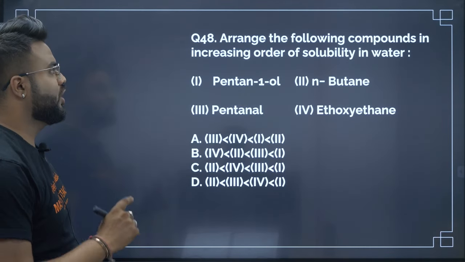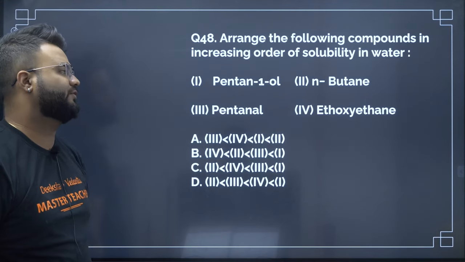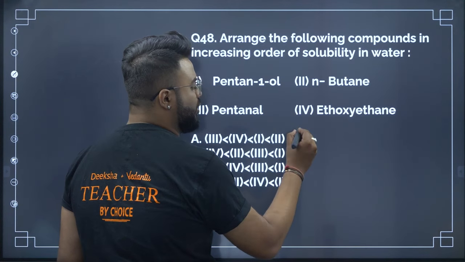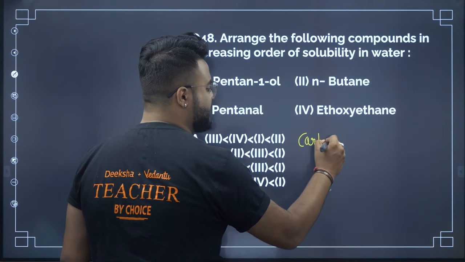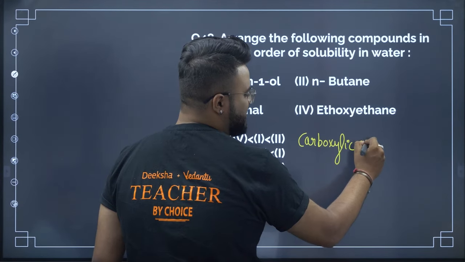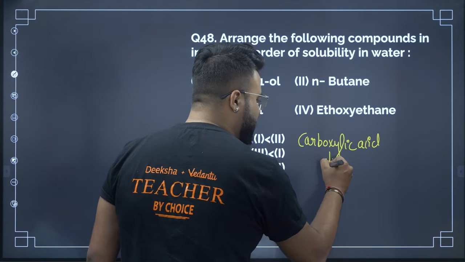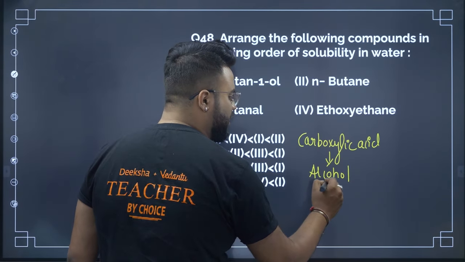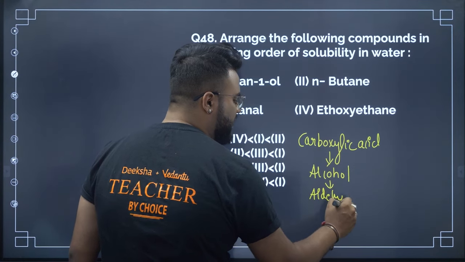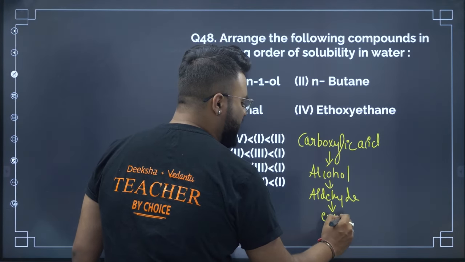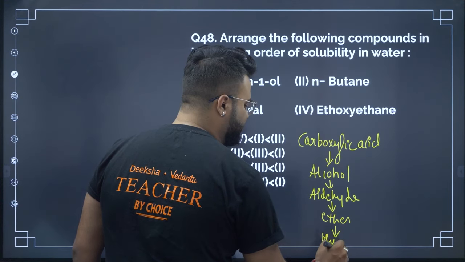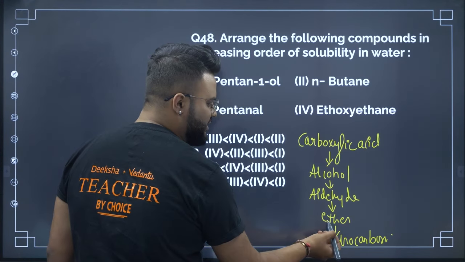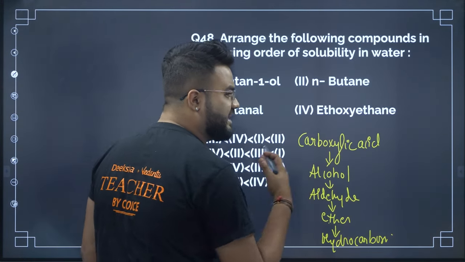Clear? Now coming back to, arrange the following compounds in increasing order of their solubility in water. We know that solubility will be more because the hydrogen bond character is more in the carboxylic acid. There it is easily soluble. After carboxylic acid, listen to me, then it can be an alcohol. After alcohol, it can be an aldehyde. After aldehyde, it can be an ether. After ether, it can be a hydrocarbon. The most difficult to dissolve is the hydrocarbon. Then ether, aldehyde, alcohol and carboxylic acid, which we can dissolve easily.